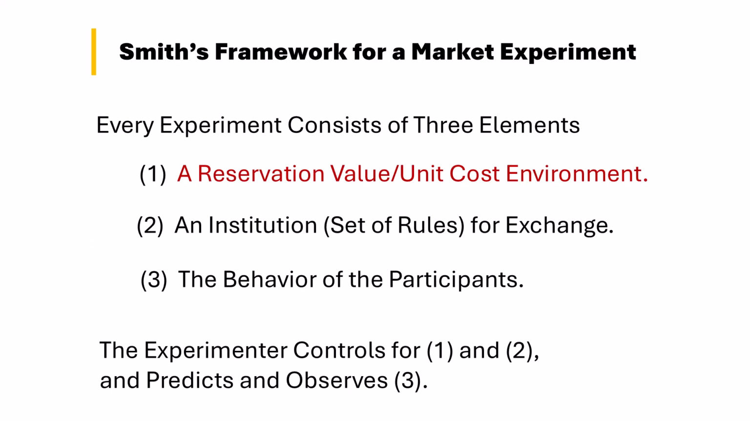Smith's framework for designing and building an economic experiment consists of 3 elements. The first element is the reservation values and unit costs of the buyers and sellers. The second element is the institution or set of rules that allows buyers and sellers to make trades. The third element is the behavior of buyers and sellers as they interact within the institution and produce trades. In an experiment, we control the first and second elements, and we observe the third element.